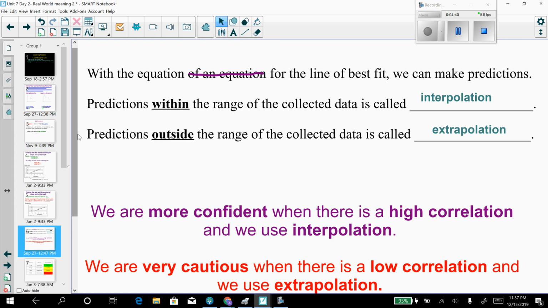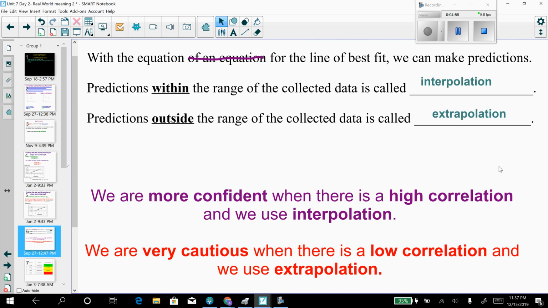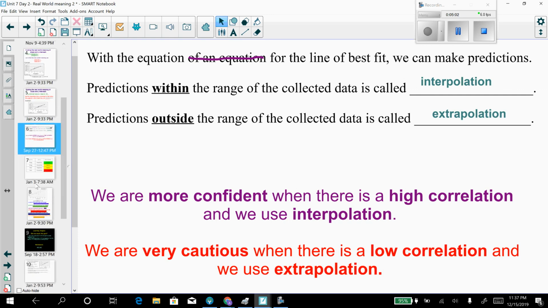And we are more confident when we have a high correlation and we use interpolation, and we are very cautious when we have a low or a weak correlation and we use extrapolation. So if you need a moment, take a moment to write these down, pause the video, write these down into your notes. And then when you come back, I'm going to have a slide that will help you see this a little bit better.